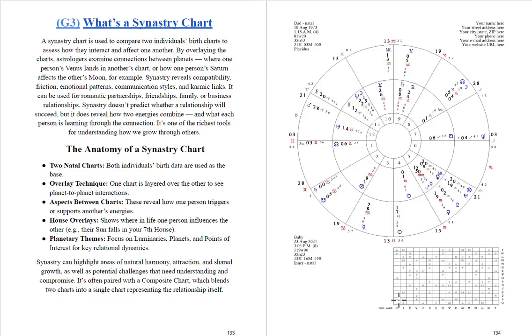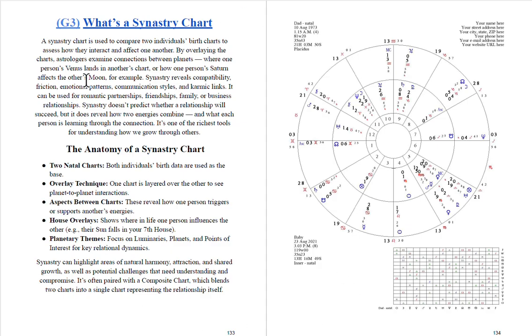So this key can give you a better idea of what aspects are being made, and it can tell you more about the harmonies and the discords that are between the different planets. Synastry can highlight areas of natural harmony, attraction, and shared growth, as well as potential challenges that need understanding and compromise. It's often paired with the composite chart, which blends two charts into a single chart representing the relationship itself.